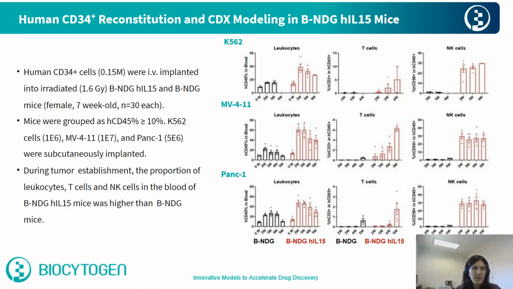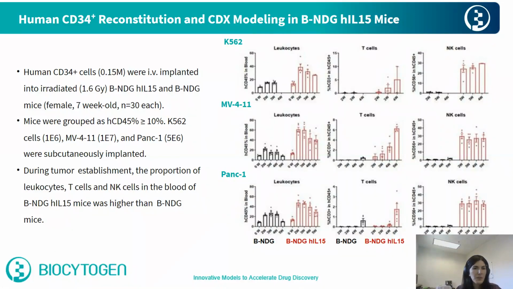In this next series of experiments, we show establishment of several CDX models in the BNDG humanized IL-15 mice engrafted with human CD34 positive cells. After engraftment, mice were grouped and implanted with 3 different cell lines depicted on the right-hand side.